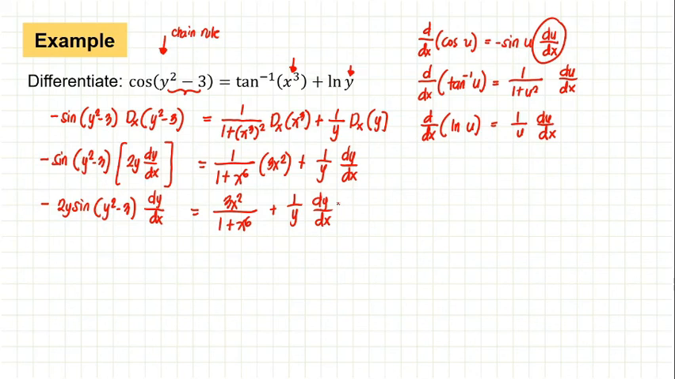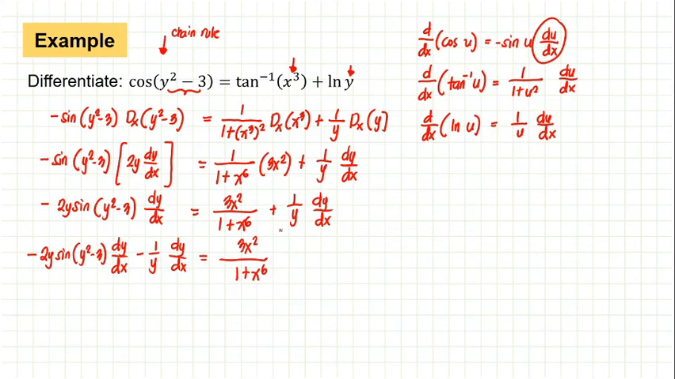Next, we will isolate all terms with dy over dx sa left-hand side of the equation. So, itong 1 over y dy over dx, ilalagay natin sa kabila. So, that will become negative of 2y sine of y squared minus 3 dy over dx. Then, from positive, magiging negative 1 over y dy over dx siya. Then this is equal to 3x squared over 1 plus x to the power of 6. And from that, we can now solve for dy over dx.